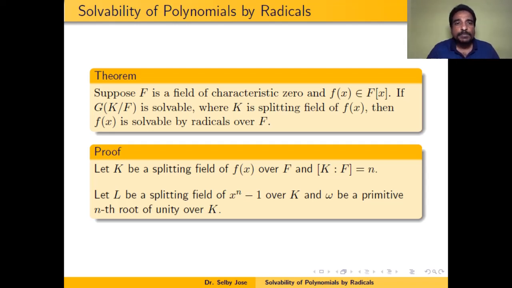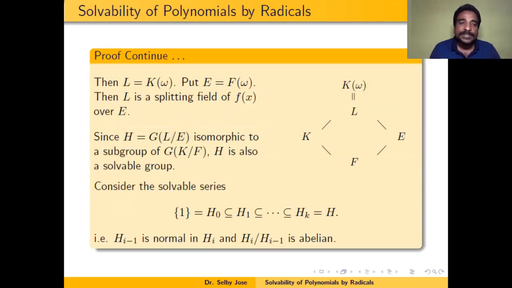So let K be the splitting field of f(x) and the degree of the extension K over F equal to n. So let L be the splitting field of x raised to n minus 1 over K, and omega the primitive nth root of unity over K. Then L is equal to K(omega), because L is the splitting field of x raised to n minus 1 over K, and omega is the primitive nth root of unity. So let E be equal to F(omega). That means L is equal to K(omega) and E is equal to F(omega).